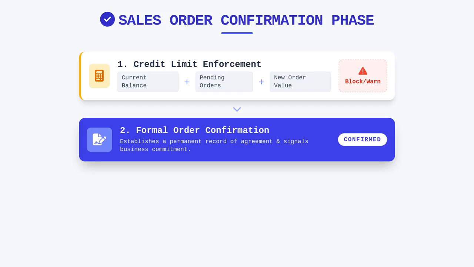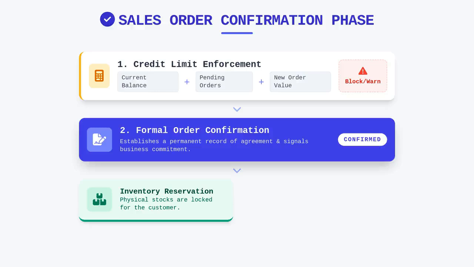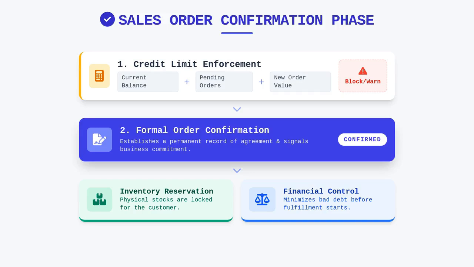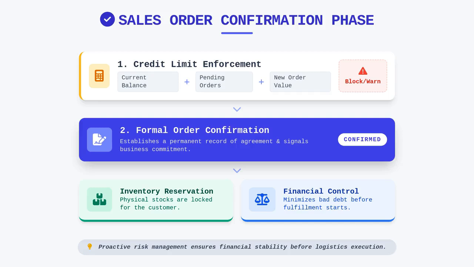Once the order is confirmed, the system creates a permanent record of the agreement, which serves as the trigger for inventory reservation. From an accounting perspective, this milestone also signals that the business is now committed to the transaction, even if the goods have not yet left the warehouse.